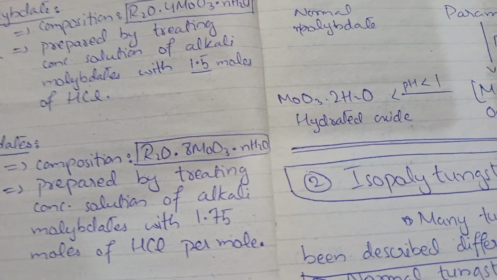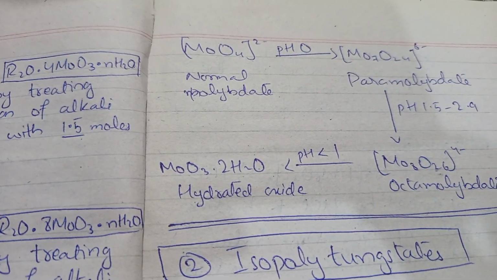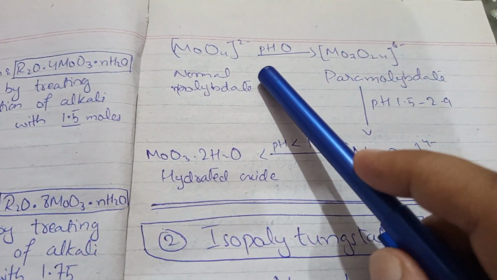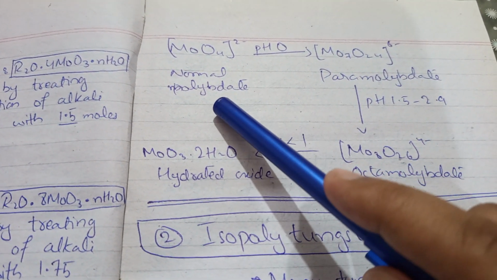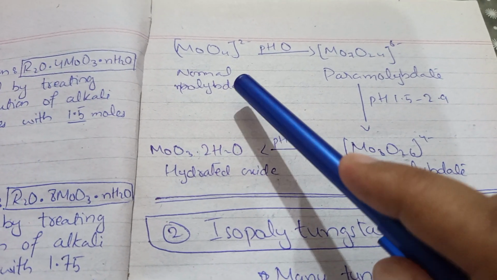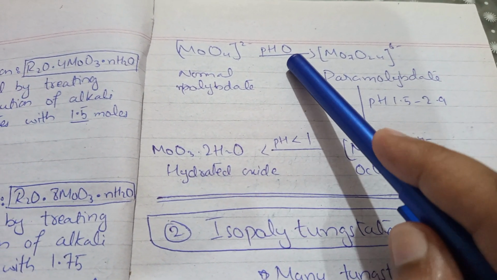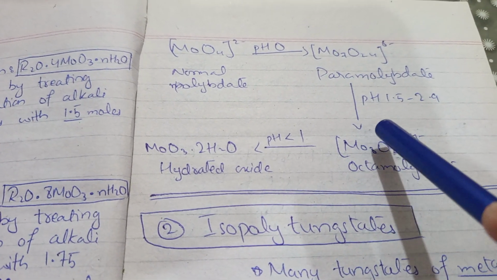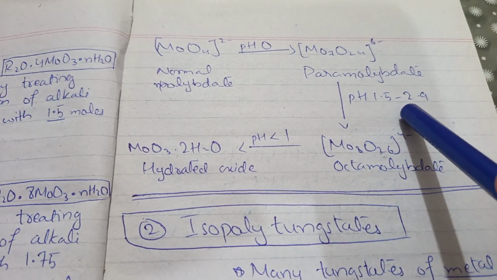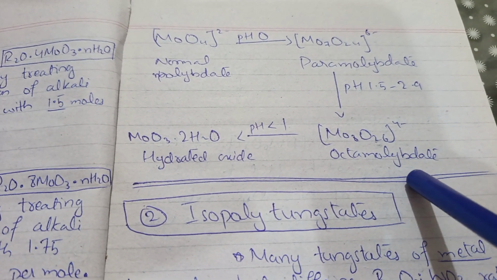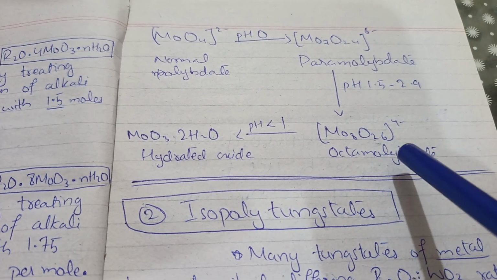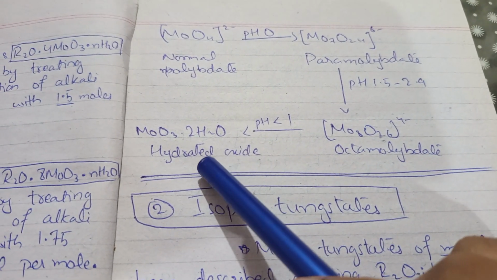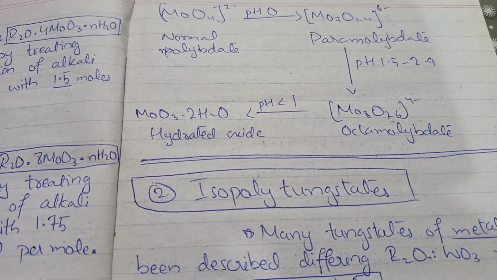So here we have a chemical reaction. We can see that normal molybdate at high pH is converted into paramolybdate, and at pH between 1.5 and 2.9 it is converted into octamolybdate, Mo8O26, and then at pH less than 1 it is converted into hydrated oxide.